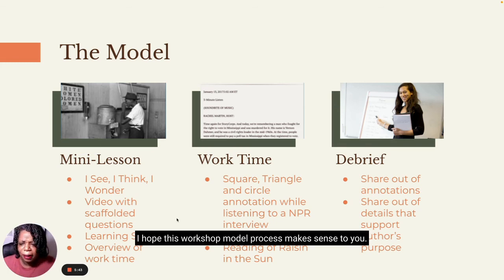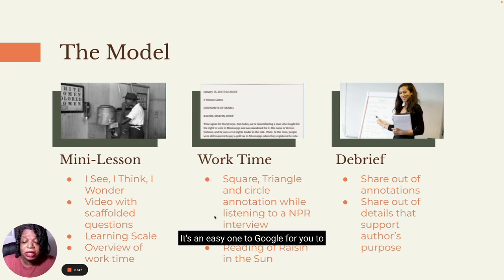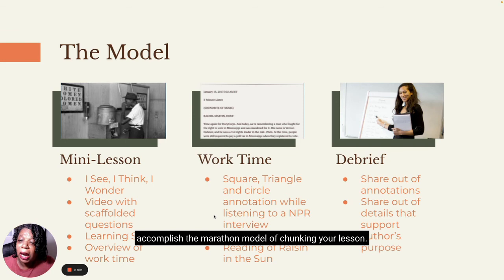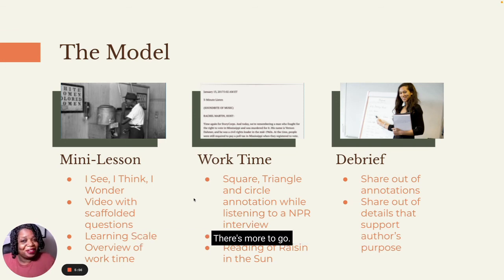I hope this workshop model process makes sense to you. It's an easy one to Google for you to find out more, but it's a great way to accomplish the Marzano model of chunking your lesson. There's more to come.